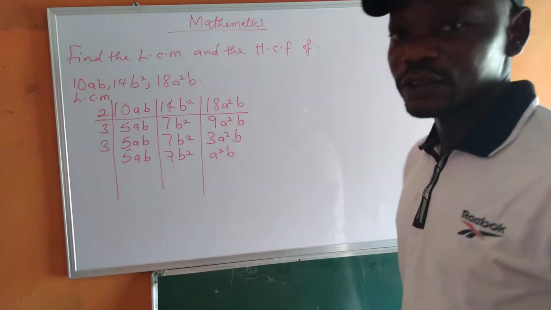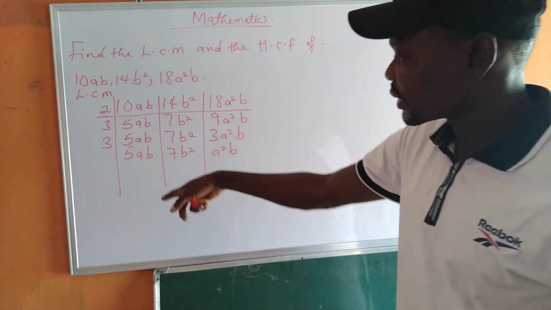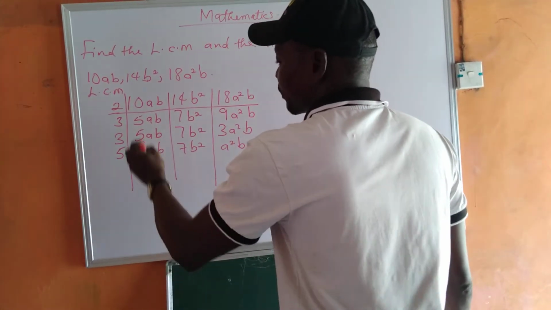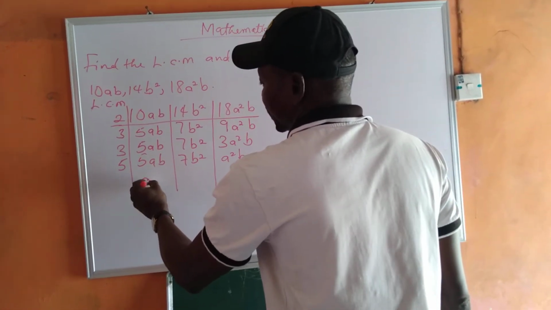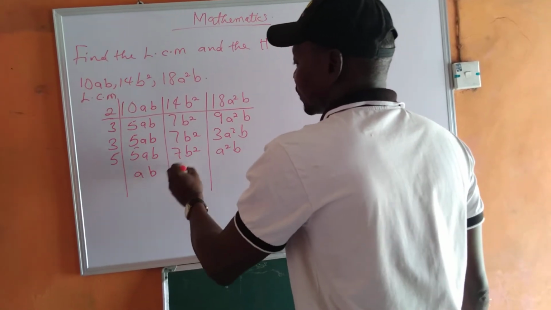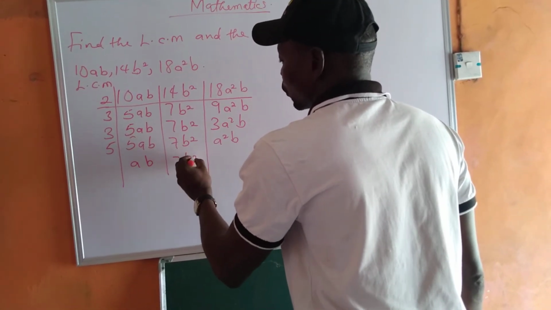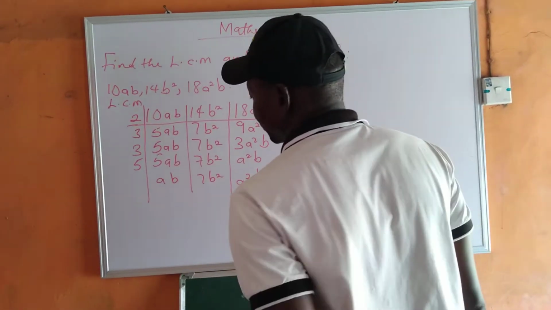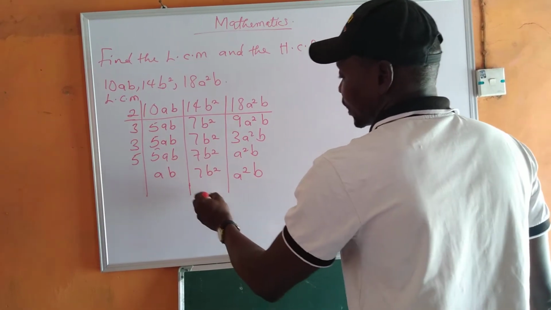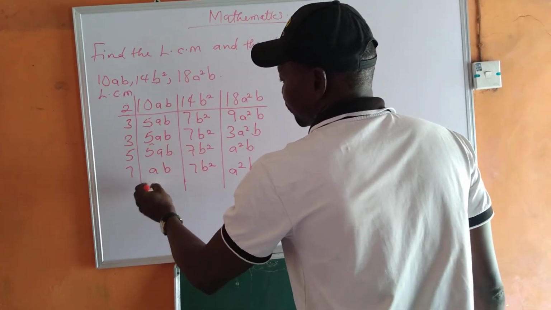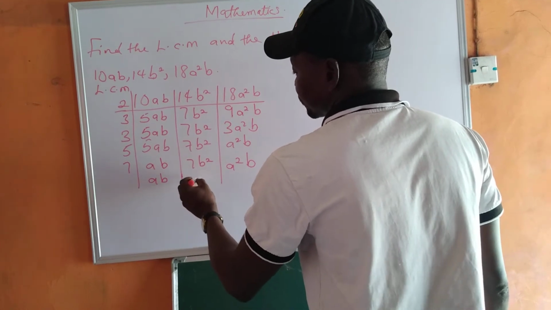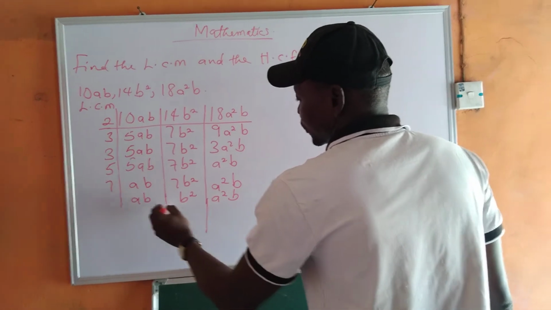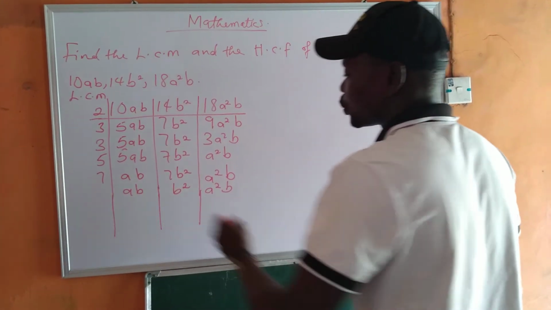Now we are getting towards the later part. We still have 5 and 7 here, which we must divide. So let's use our 5. 5 in this one we have ab. 5 in 7 is impossible, so we write 7b square. Then we write our a square b. So let's divide by 7 so that we know our numbers are true there. 7, we have ab, then b square, then a square b. Now we are through with the numbers.